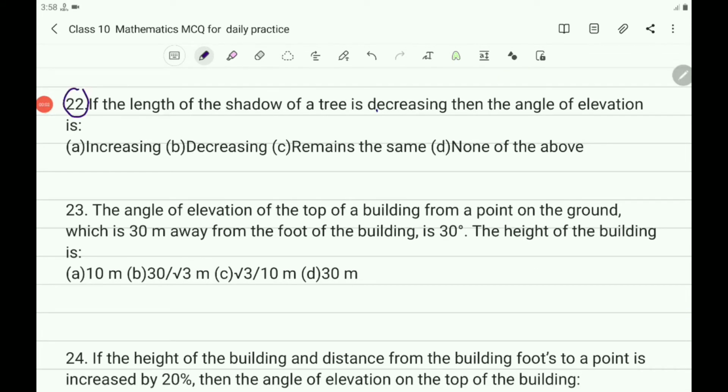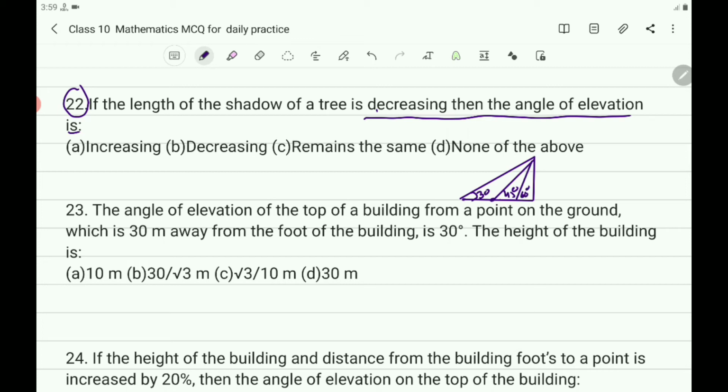Now you take question number 22. If the length of the shadow of a tree is decreasing, then the angle of elevation is. Naturally, if the length of the shadow decreases, the angle of elevation increases. So let us take it is a tree. First its shadow was up to here. Now the angle of elevation is this one. Now shadow decreases means let us take up to here. Consider here it is 30 degree. When it comes here, it becomes 45 degree. Again further it decreases, it becomes 60 degree.